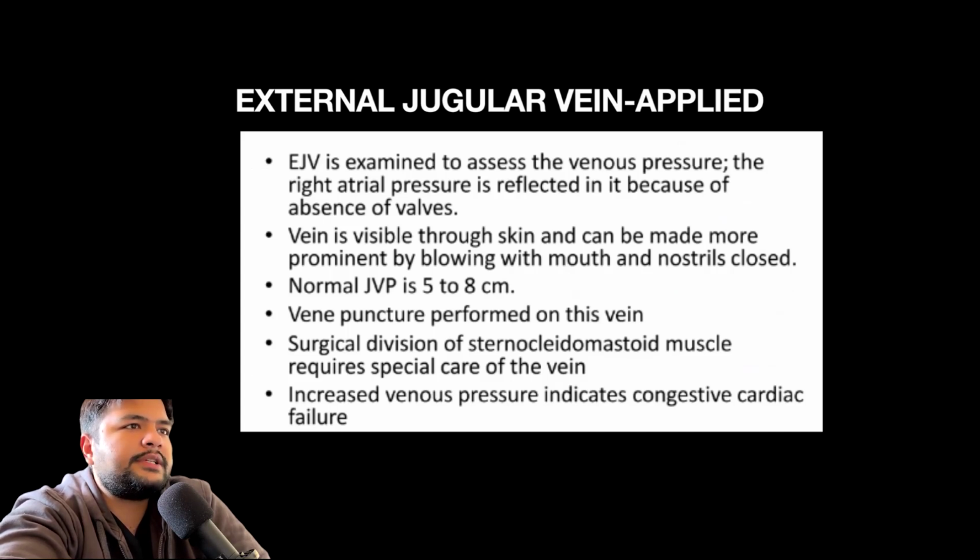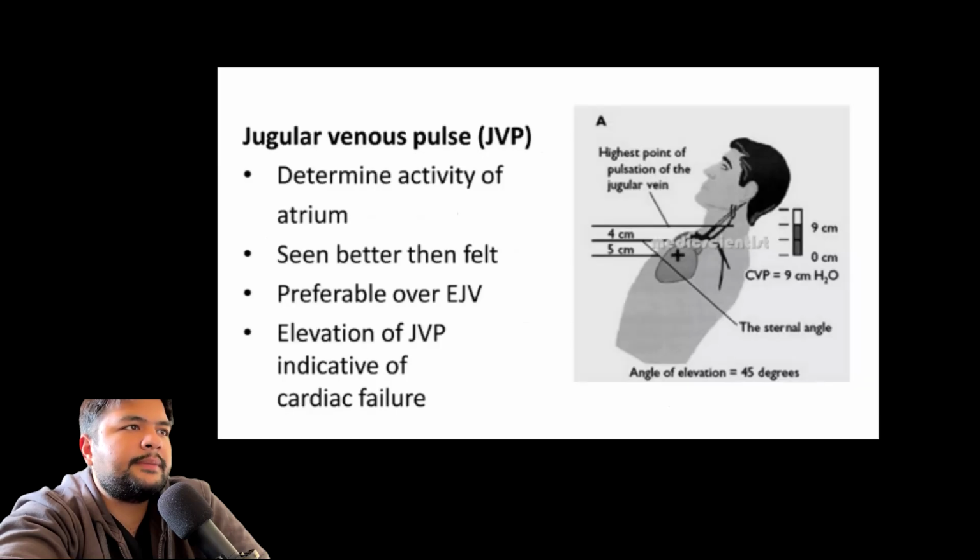The right atrial pressure is reflected in it because of the absence of valves. The vein is visible through the skin and can be made more prominent by blowing with the mouth and nostrils closed. Normal jugular venous pressure is 5 to 8 centimeters. Venipuncture is performed on this vein. Surgical division of the sternocleidomastoid muscle requires special care of the vein. Increased venous pressure indicates congestive cardiac failure.